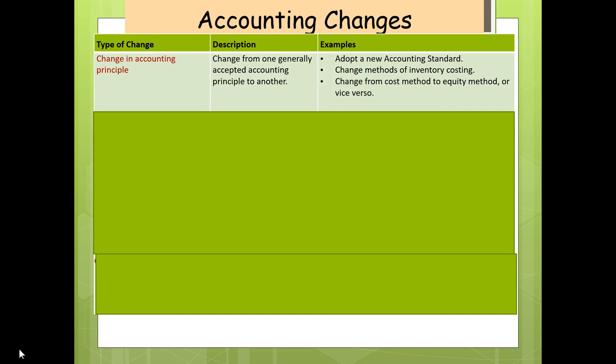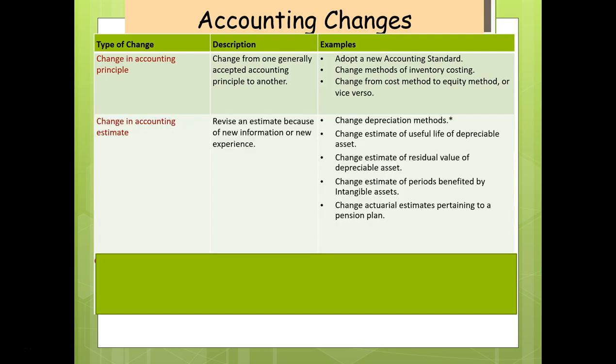And this means that you're changing from one generally accepted accounting principle to another. An example would be adopting a new accounting standard. Another would be you're changing methods of inventory, and that really depends on which direction you go, how you handle it, and then a change from the cost method to the equity method or vice versa. What they're talking about there is if you buy another company's stock and you increase your ownership in that company's stock, it may affect how you account for it.